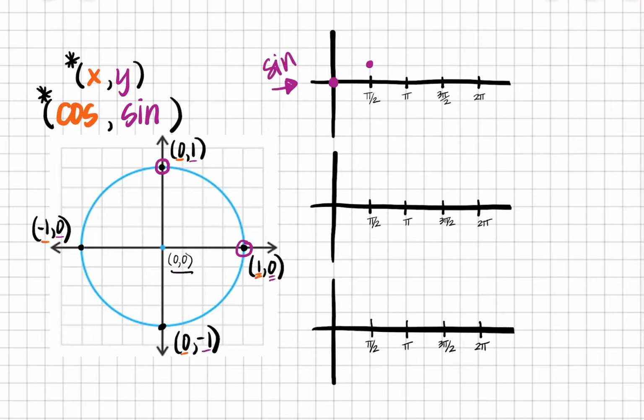Okay, rotate another 90 degrees, or another pi over 2. That brings us to pi. Our sine is back to 0. Rotate another 90 degrees, or in radians, pi over 2. That brings us down here. Our sine is negative 1. And then right back to where we started, 0. And we connect that in a nice smooth curve.